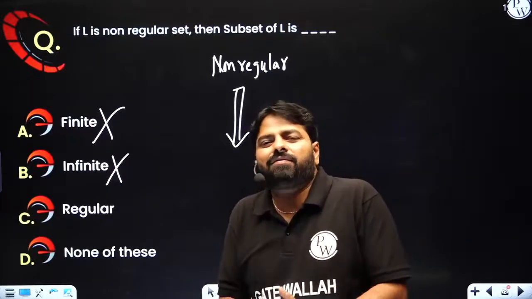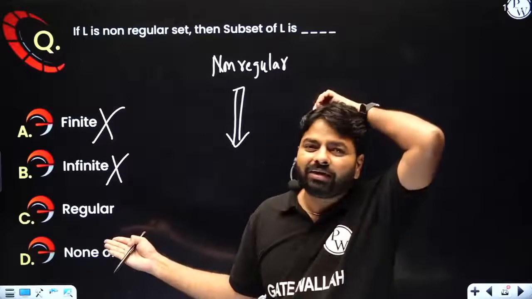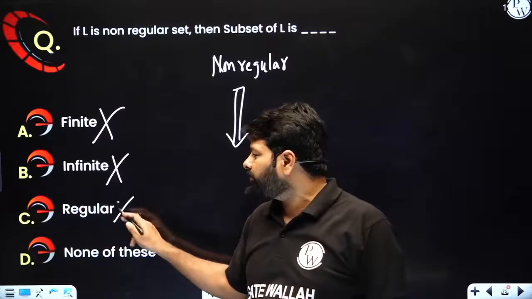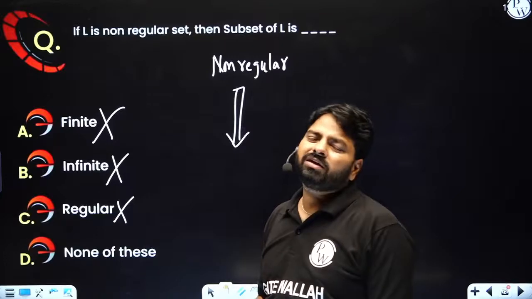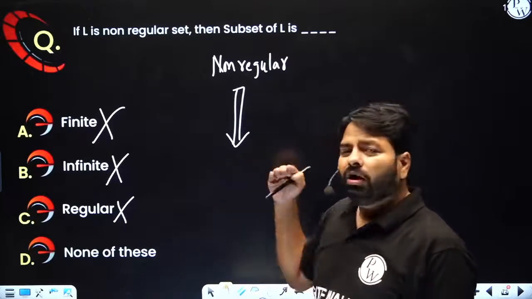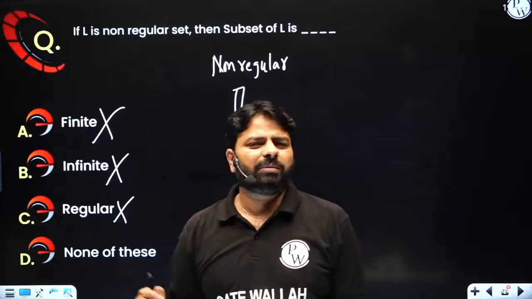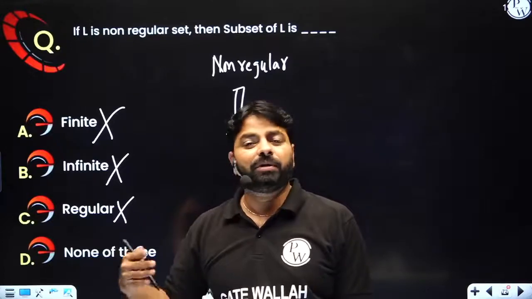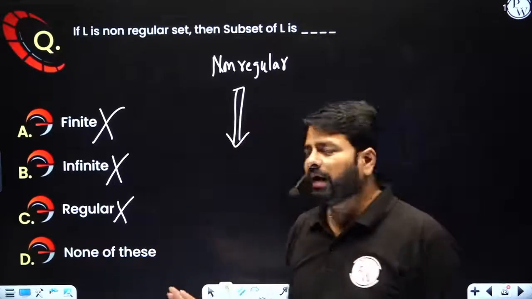Non-regular itself is a subset, right? That means I have a non-regular subset, but you are saying every subset is regular. Wrong. Can I say every subset is non-regular? That is also wrong. So, a subset of a non-regular may be regular, may be finite, may be infinite, may be non-regular. All the possibilities you will have.